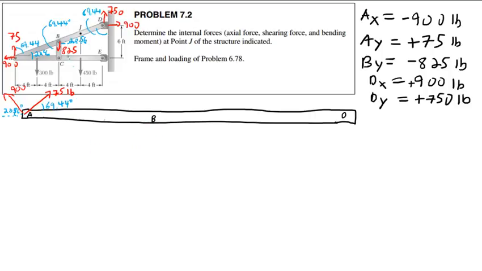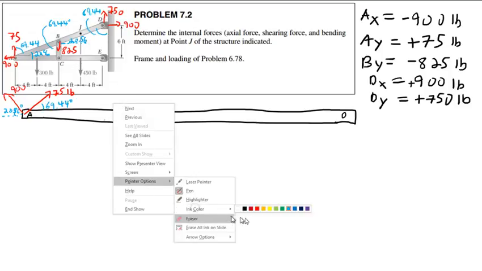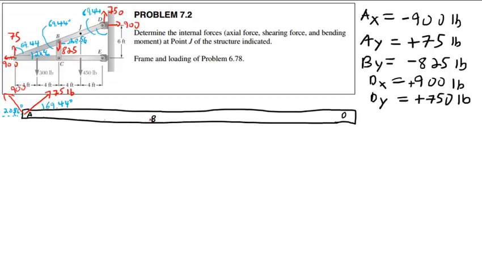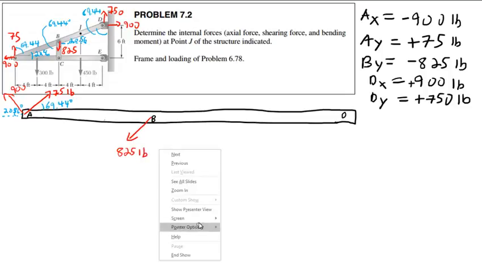Next, let's see. I have this By force, and this here is coming out like this in relation to this beam, 825 pounds. And the angle on this is going to be 20.56 plus 90, or I'd probably just take this off of the negative x-axis. So this would be 69.44.